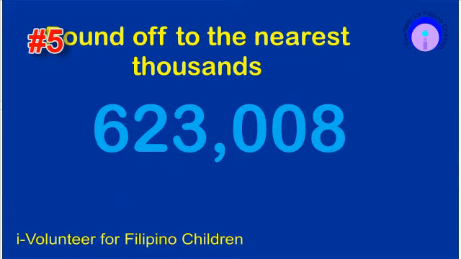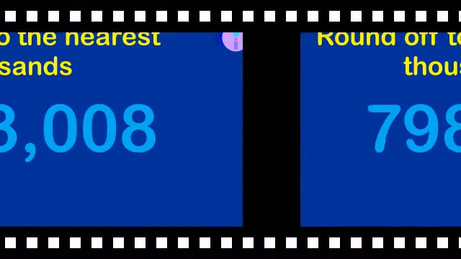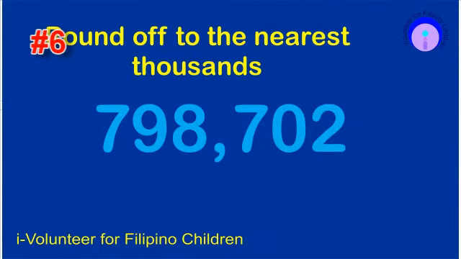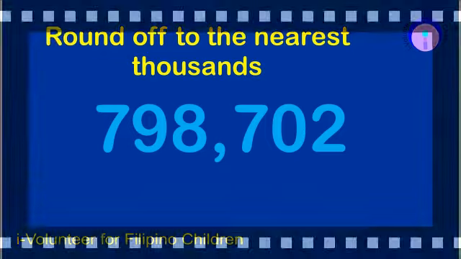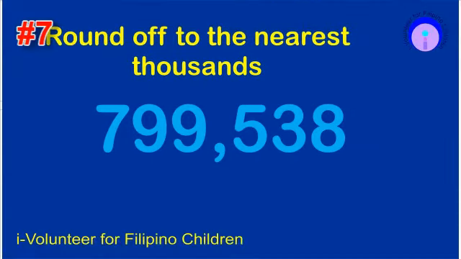Number 5. Round this number off to the nearest thousands. Number 6. Round this number off to the nearest thousands. Number 7. Round this number off to the nearest thousands.